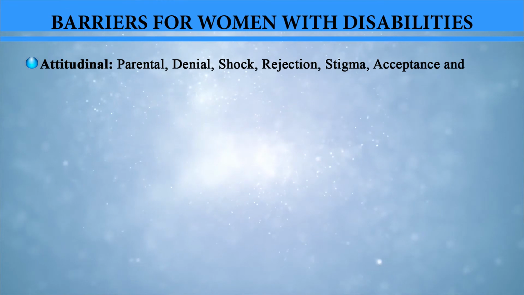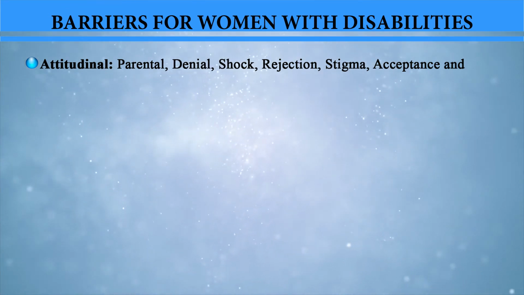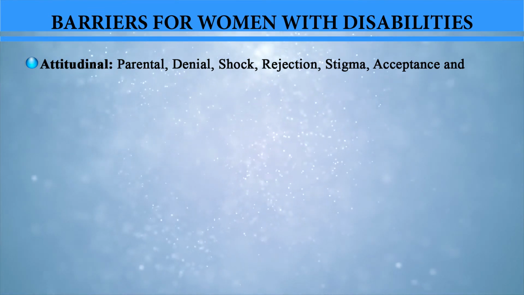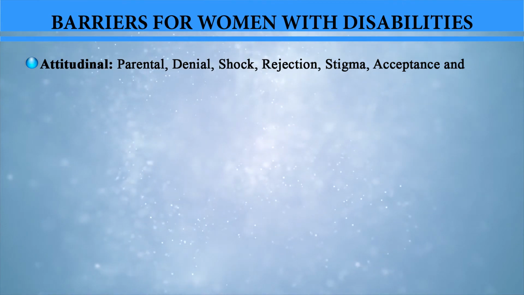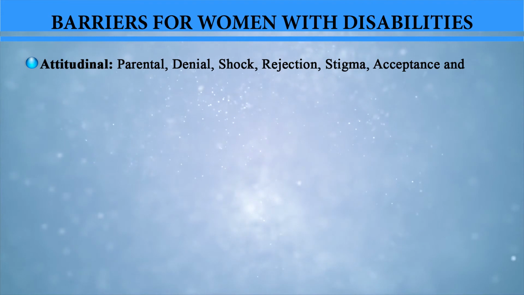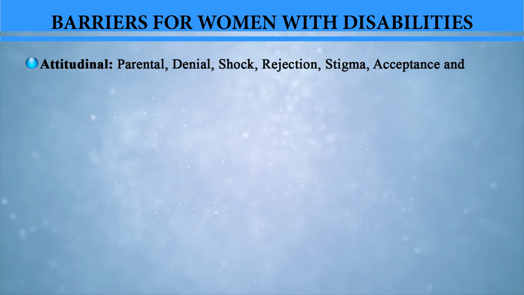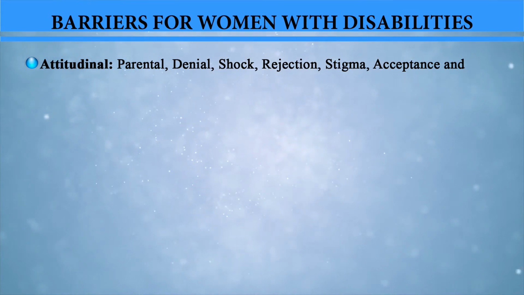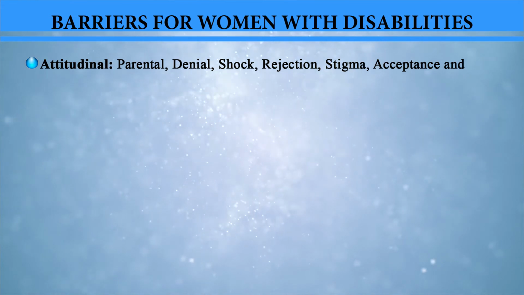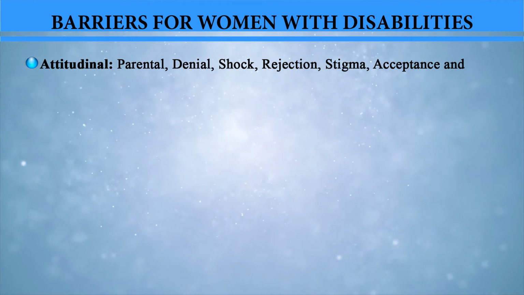When a girl with disability is born in the family, they are in a situation of denial. They don't accept that the child has a disability. Then they are in shock. They feel, why has this happened to us, and then they reject it. They feel stigma, and later on they accept, and sometimes they overprotect the child. Either they reject the child, or overprotect, or they neglect the child.